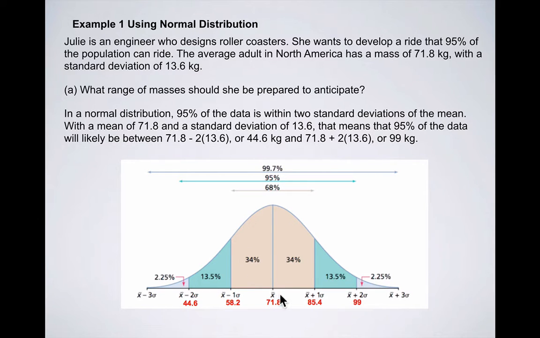So that means she's going to need to design a ride between 44.6 kilograms, which is two standard deviations below the mean, up to 99 kilograms, which is two standard deviations above the mean. By the properties of the normal distribution, we know that 95% of the population will be between 44.6 kilograms and 99 kilograms, which corresponds again to two standard deviations below the mean to two standard deviations above the mean.